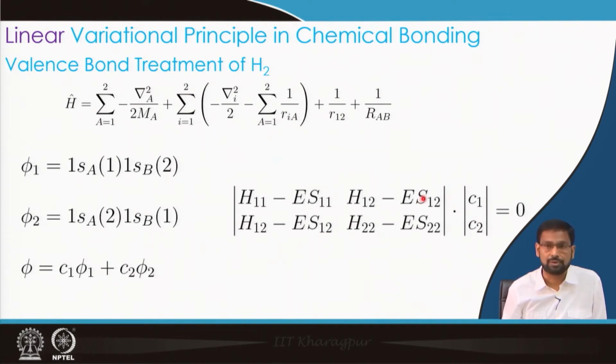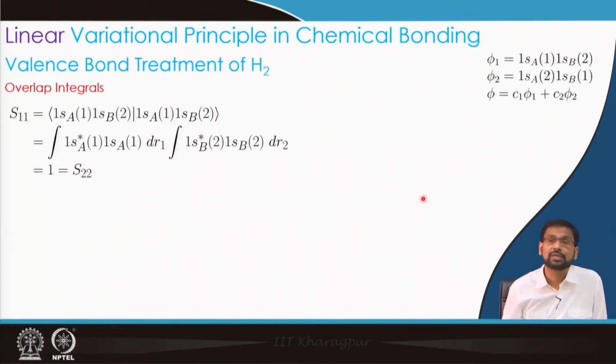Now, let us try to do them. First, we will discuss the overlap integrals. Just to remind you, my trial wave function is C1 phi 1 plus C2 phi 2, where phi 1 and phi 2 are shown here. Let us discuss them.